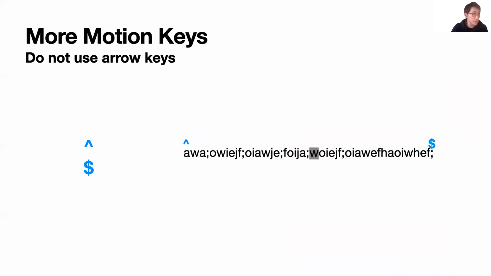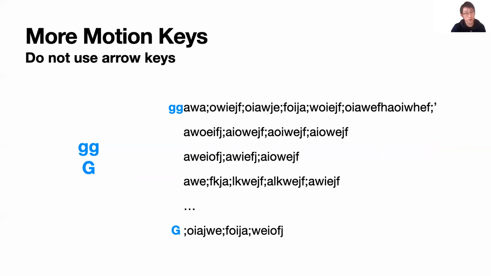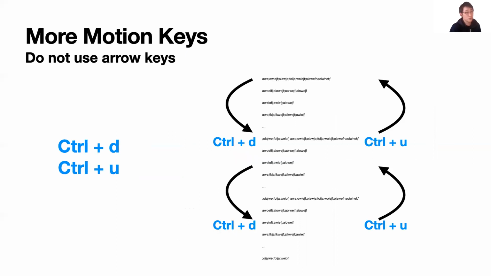There are other basic motion keys. If you press caret, it takes your cursor to the first letter of the line. If you press $, it goes to the end of the line. If you do GG, it takes you to the top of the document. If you do capital G, it goes to the end. You can do Control D for down and Control U for up.